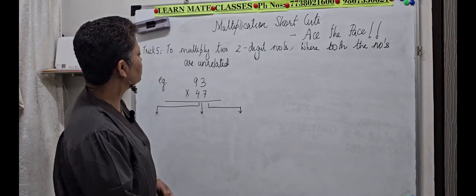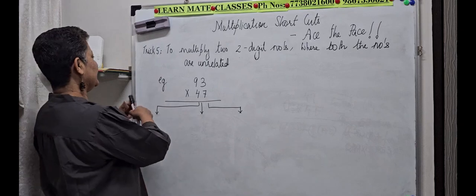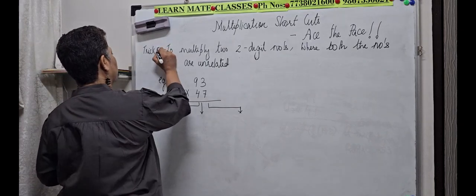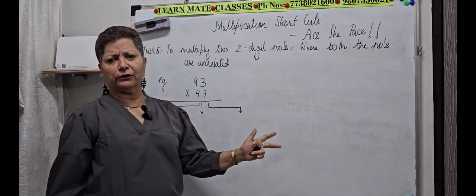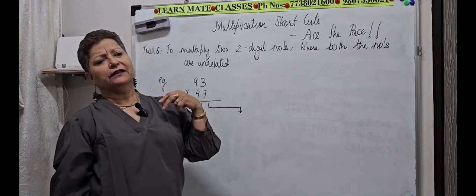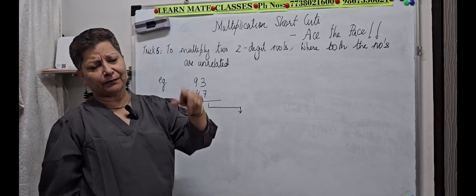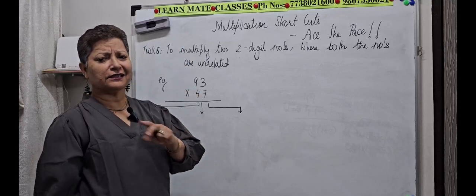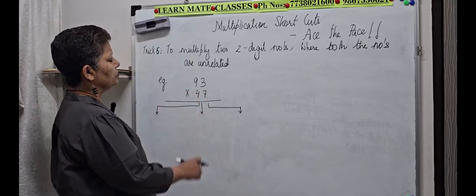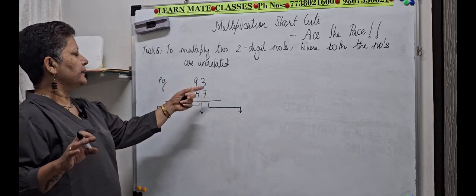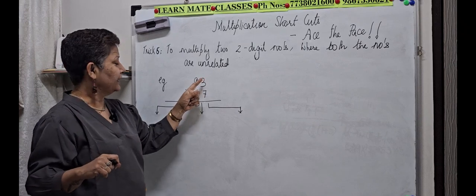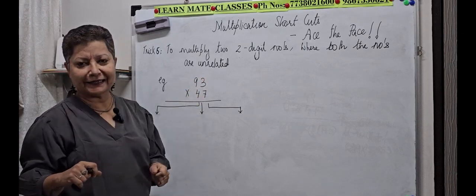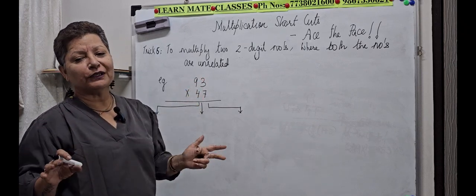So now on the board for you is trick number 6, and that trick is to multiply two-digit numbers which have absolutely no relation. They're not close to 50. They don't have a common zero. They don't add up to 10 in the units place digit. They're absolutely unrelated. So here this is 93 and this is 47. They coincidentally add up to 10 in the units place, but there's no similarity in the tens place digit. So you need to multiply this.